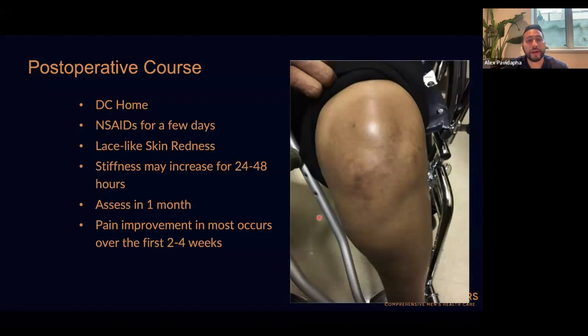We'll assess you at 1 month just to follow up to make sure you're improving the way that we expect. We do expect improvement in pain probably within 2 weeks, and it'll continue to improve up to a month, and then even after that. I'd say probably at the 3-month mark, you'll reach your new steady state, and that's what you would get out of this procedure.